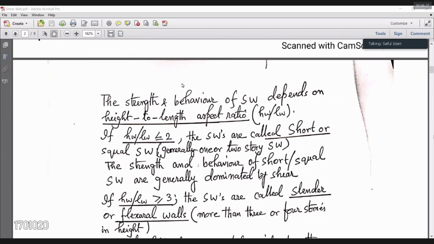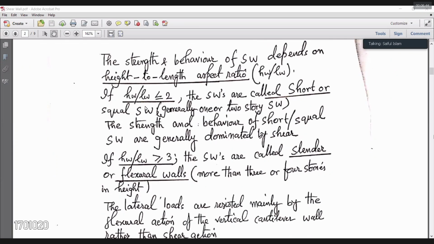Now, what are the different types of shear wall? The strength and behavior of a shear wall depends on the height to length, or aspect ratio, HW by LW. If HW by LW is less than or equal to 2, meaning with respect to length the height is less, these walls are called short or squat shear walls.